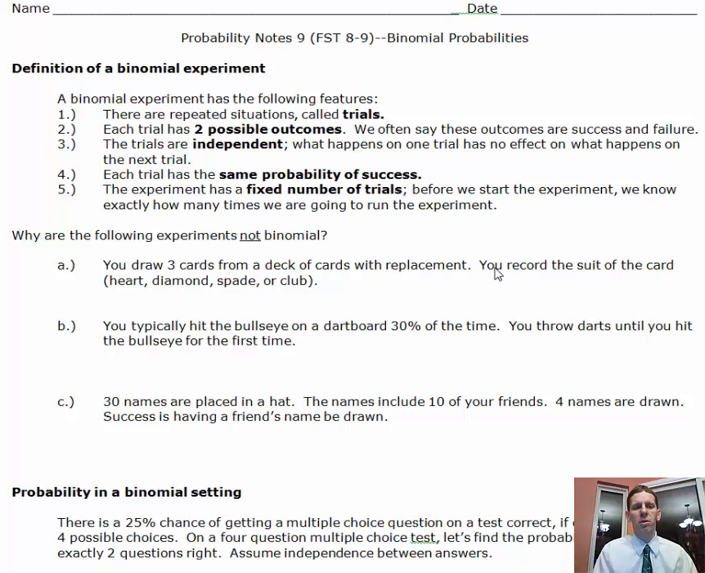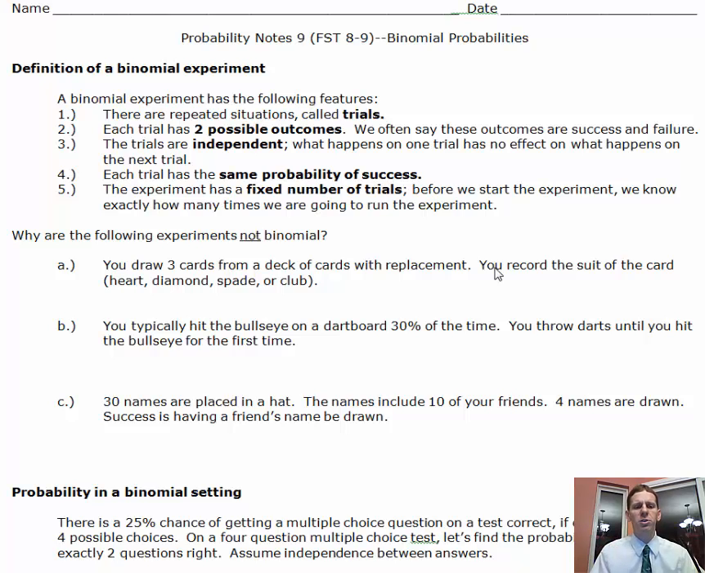There are three other characteristics that are involved as well. Each of the trials is independent, which means the outcome of one trial has no effect on what happens on the next trial. Each trial has the same probability of success, and the experiment has a fixed number of trials, which means before we start the experiment, we know exactly how many times we're going to run the experiment.